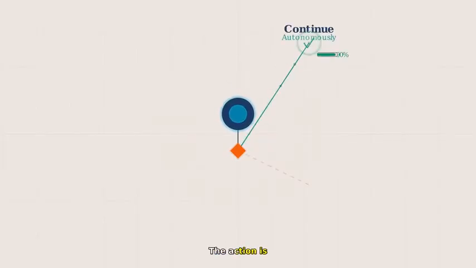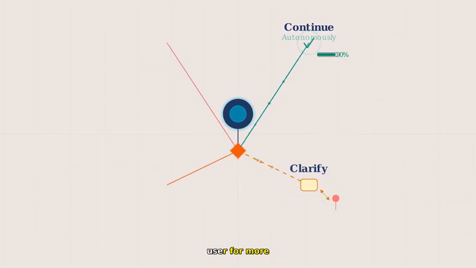It's, should the agent do this without a human checking first? There are 4 standard patterns for how agents handle these moments. First, continue autonomously. The agent has sufficient confidence, the action is within scope, and the stakes are low. Second, request clarification. The agent explicitly asks the user for more information before proceeding. Third, escalate. The agent flags the situation for human review and waits.